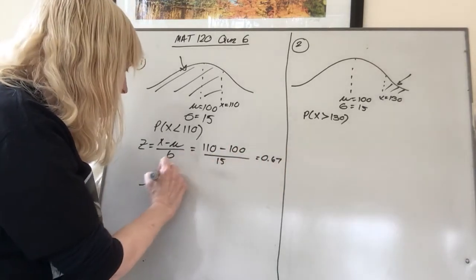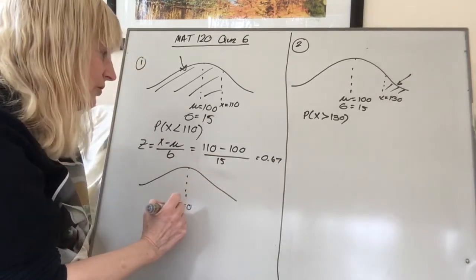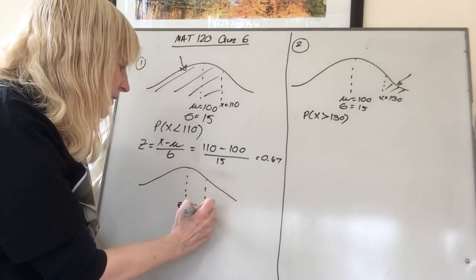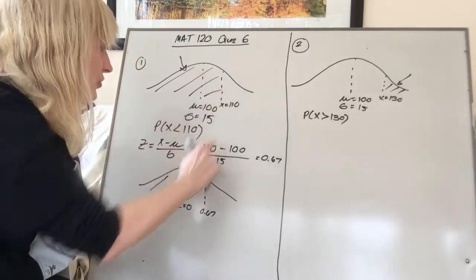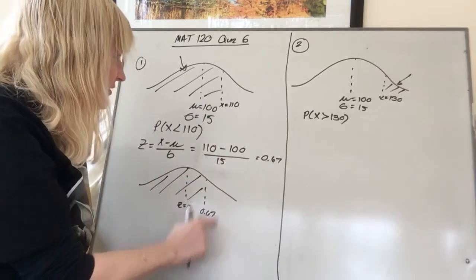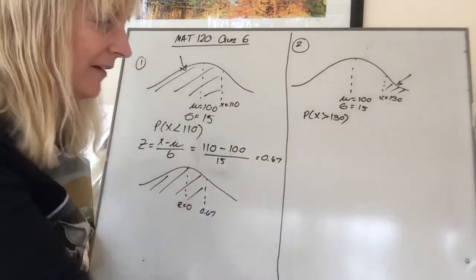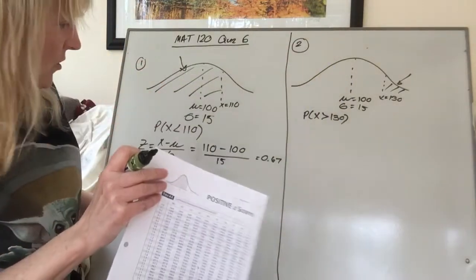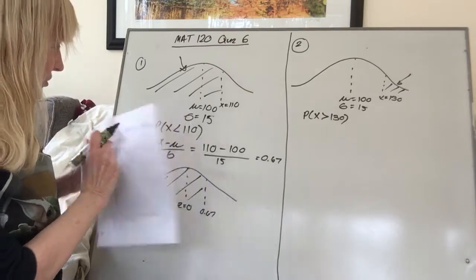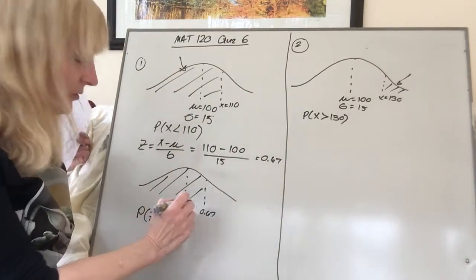So I usually redraw this. So now we're talking about z's, and right down the middle z is 0. Over here you have 0.67 for the z. So it looks just like this picture, but instead of 110 we have 0.67. Instead of 100 we have 0 for z's, okay? So now this is when you got to whip out this table. So we go, okay, what is our z? So actually we're trying to find the probability that z is less than 0.67. That's what we're doing now.